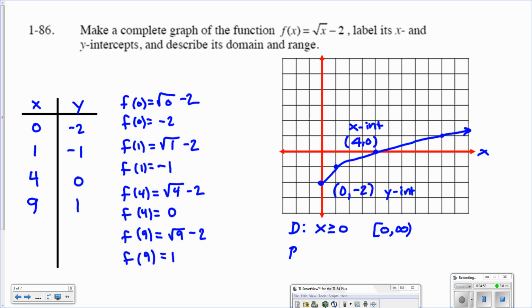The range. Remember, range now is going up and down. That's basing it off our y-axis here. So our y-coordinates, our lowest point is at -2, and then it goes up forever. So we could say that y is greater than or equal to -2. And then for interval notation, our low end there, -2. Our high end would continue on up to infinity. So we'd have -2 with the bracket, and then infinity with the parenthesis there.